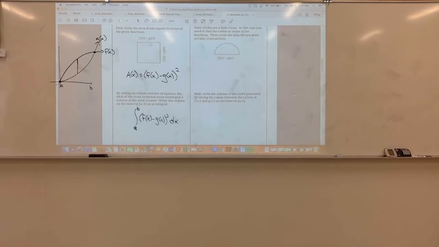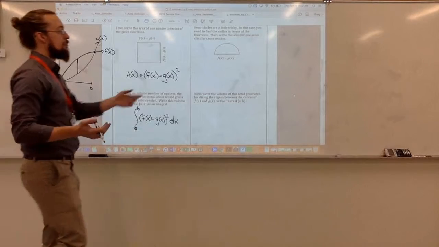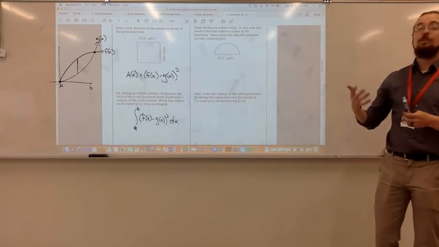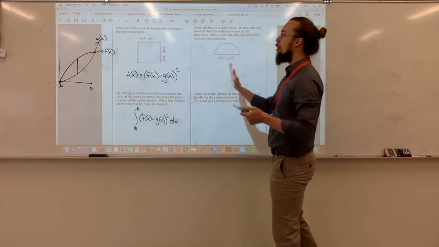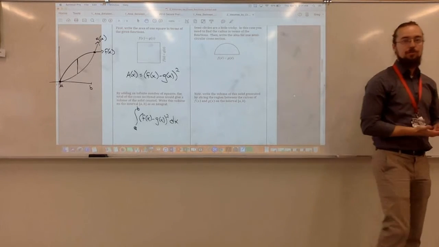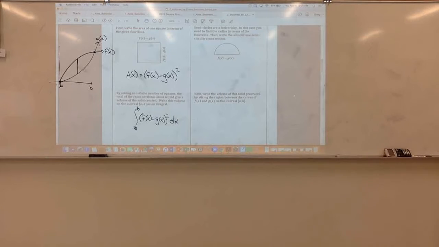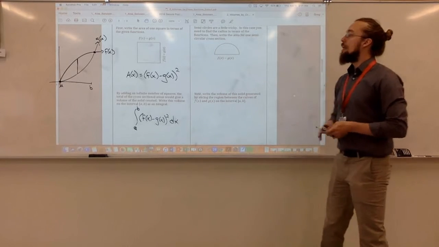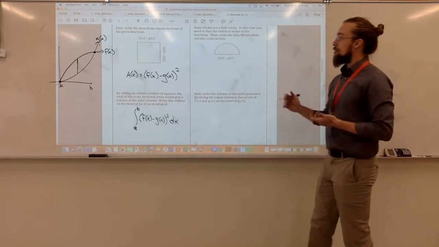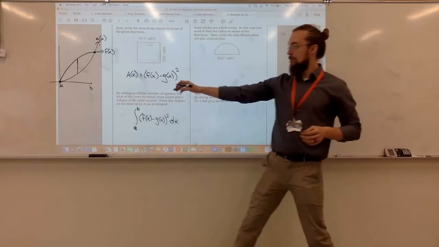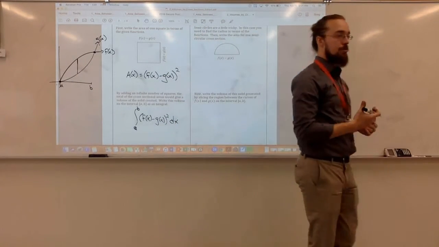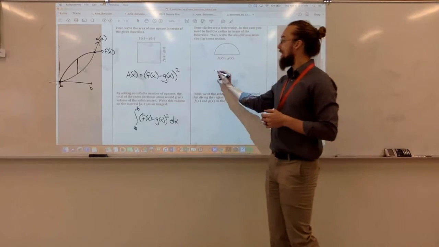Okay. Similar idea if we're told that the cross sections are semicircles. Okay, and for problems like this, we will always be told what the cross sections are. We'll be told the cross sections are squares, or we will be told the cross sections are semicircles. So if I have a picture just like the last one, but now we're told the cross sections are semicircles, I want to first write an area formula.